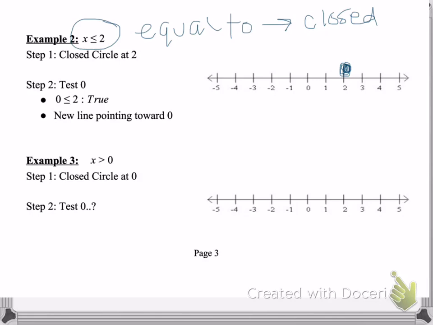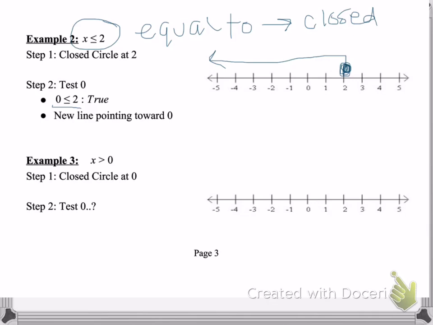Alright, so we're going to test 0. We have 0 is less than or equal to 2. Well, that's totally true. So we want our line to go towards 0, all the way towards the end, so it goes on forever. So that's our second example.